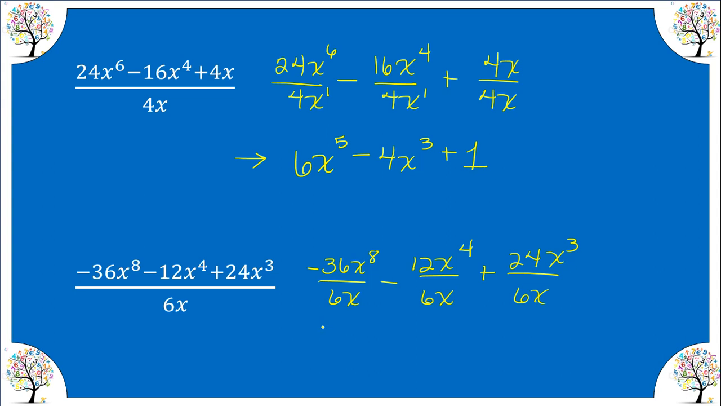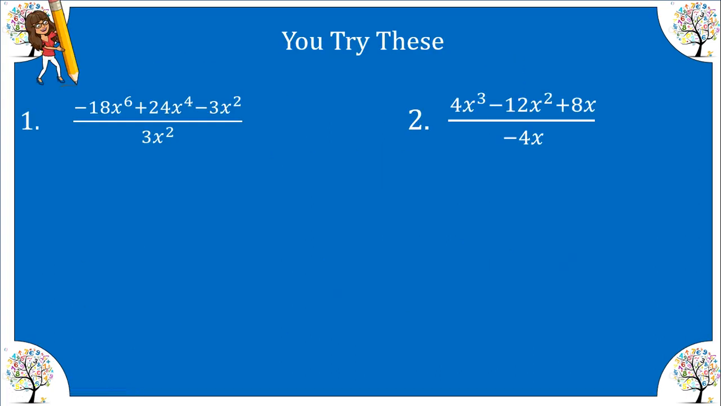So here we go. We're going to divide our coefficients, and we get negative 6x to the 7th minus 2x to the third plus 4x squared. We started with a trinomial, we ended with a trinomial. Okay, pause the video, you try these, and when we come back, we will go over them together.